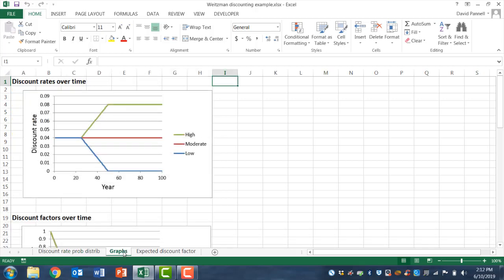I'm assuming that this uncertainty about the discount rate does not start immediately. In fact, for the purpose of this illustration, for 25 years we know what the discount rate will be, and it will be 4%. For the next 25 years, our uncertainty will increase up to the level that I've just defined, 0, 4% or 8%, and then after that, the uncertainty will stay the same over time. This is clearly highly stylized and very simplistic, but it's sufficient to illustrate what's going on when you do Weitzman discounting.